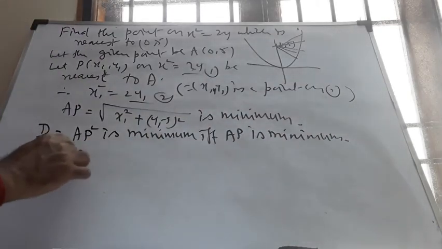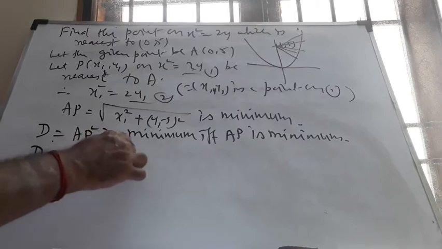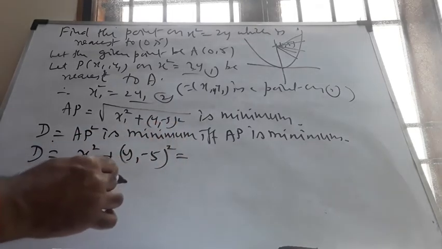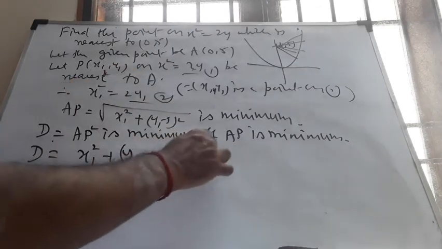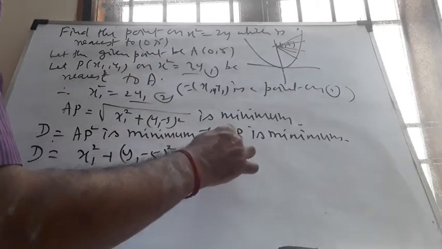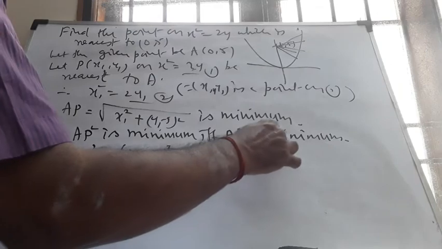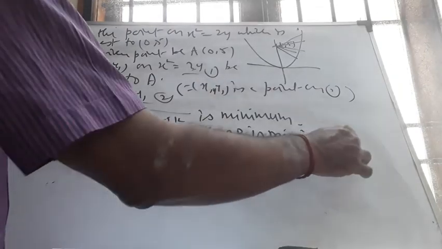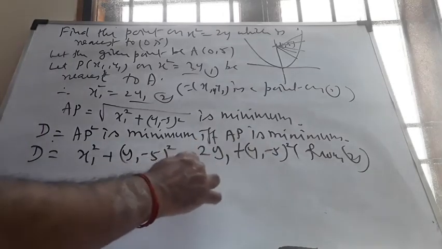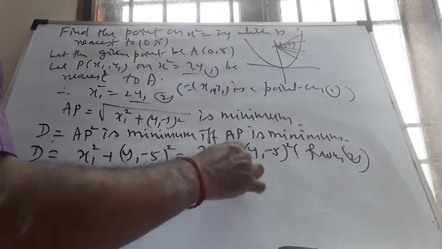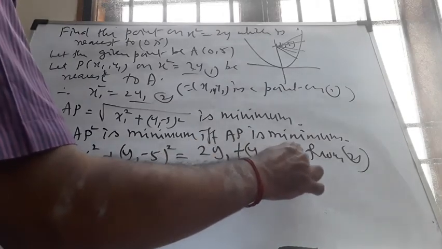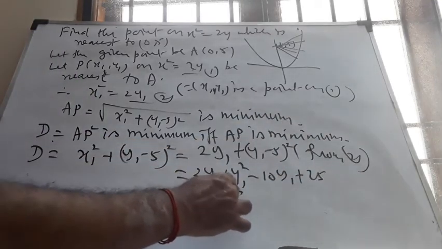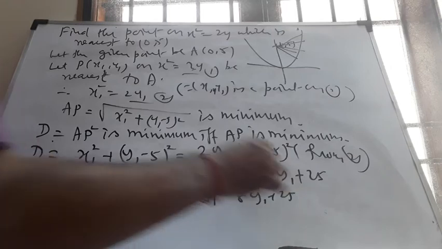Now D is equal to x1 square plus (y1 minus 5) the whole square, which is equal to, let me replace x1 square by 2y1, 2y1 plus (y1 minus 5) the whole square. This is from 2. Therefore, this is 2y1 plus y1 square minus 10y1 plus 25. Am I right? Which implies y1 square minus 8y1 plus 25.